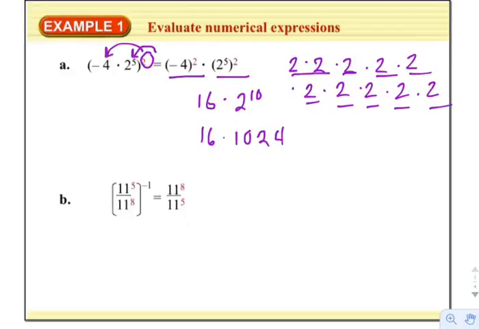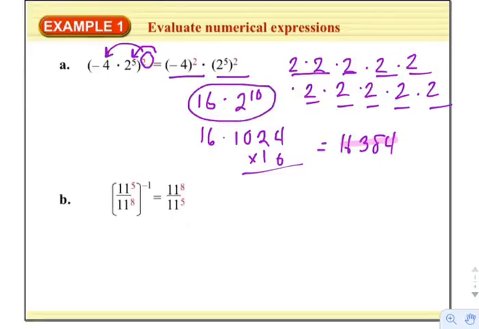So then you have 16 times 1024. Go ahead and do your math out. And I'm getting 16,384 as an answer. So that's kind of the extreme. But what I really wanted was for you to be able to see that this is your simplified solution.